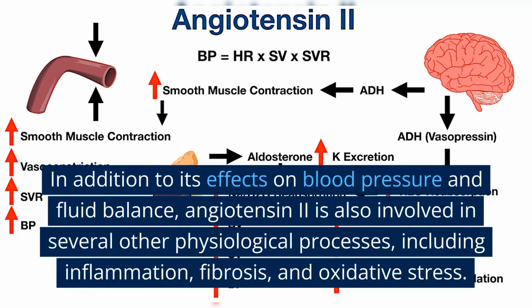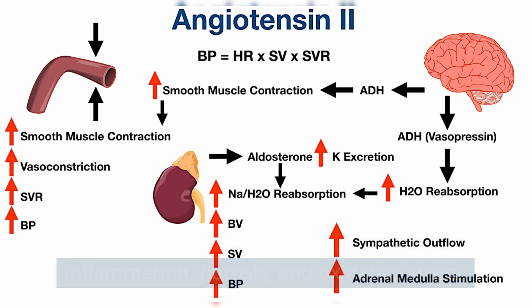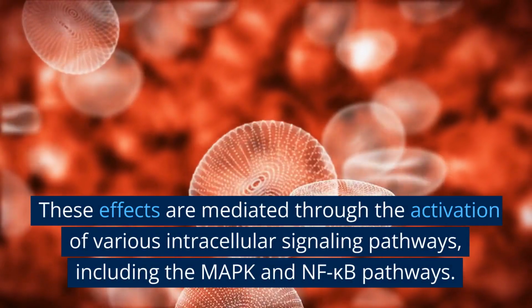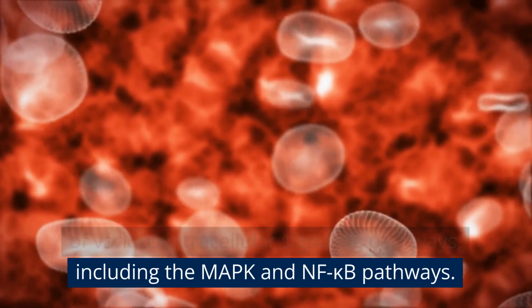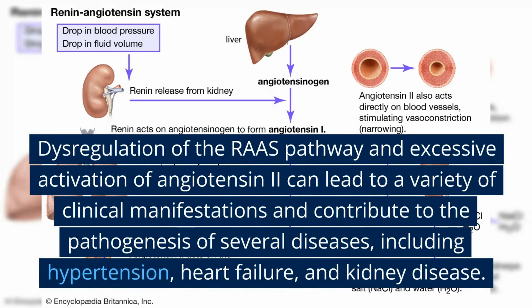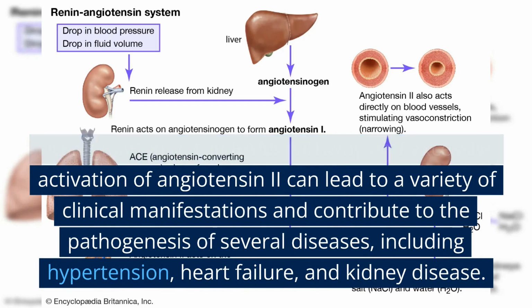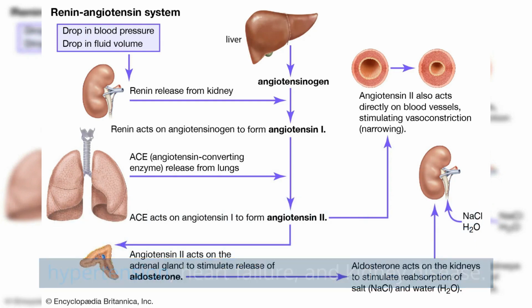In addition to its effects on blood pressure and fluid balance, angiotensin II is also involved in several other physiological processes, including inflammation, fibrosis, and oxidative stress. These effects are mediated through the activation of various intracellular signaling pathways, including the MAPK and NF-kappa B pathways. Dysregulation of the RAS pathway and excessive activation of angiotensin II can lead to a variety of clinical manifestations and contribute to the pathogenesis of several diseases, including hypertension, heart failure, and kidney disease.